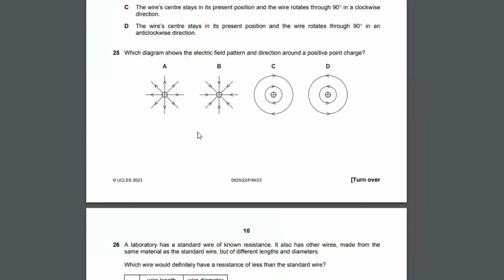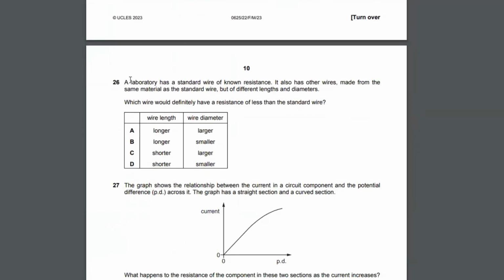So the answer is A. Next is: a laboratory has a standard wire of known resistance. It also has other wires made from the same material as the standard one, but of different lengths and diameters. Which wire would definitely have a resistance of less than the standard wire?